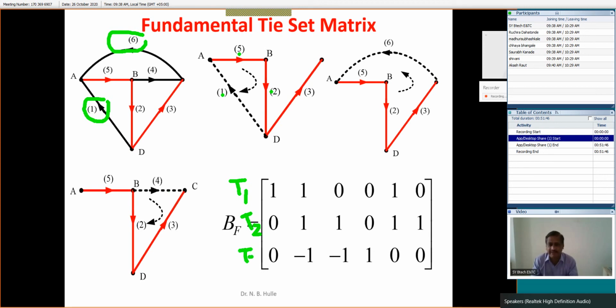In this case, we have 3 tie sets. That's why we will have 3 rows. Now, how many columns will we have? We will have 6 columns because 1, 2, 3, 4, 5, 6. The number of columns is equal to the number of branches.